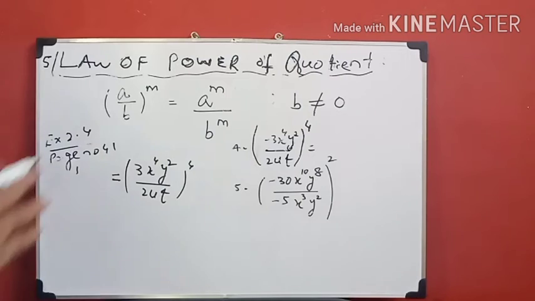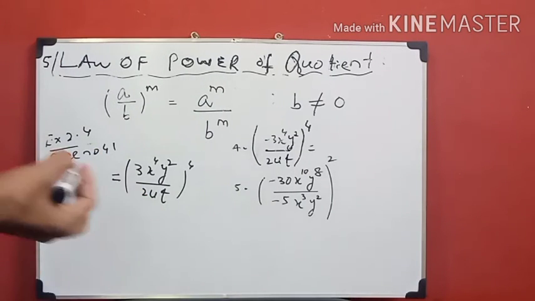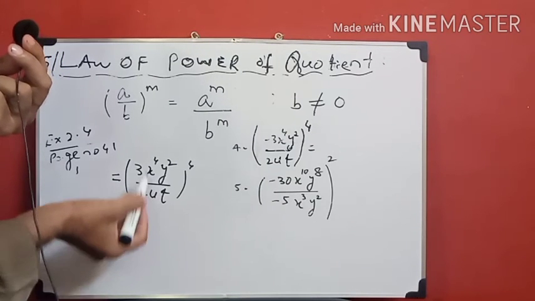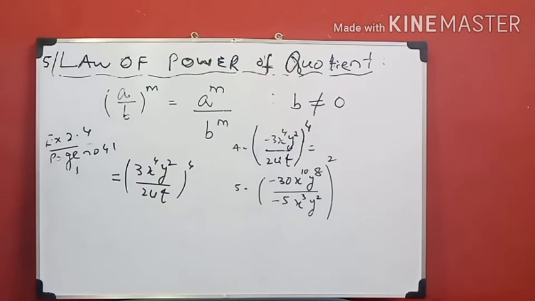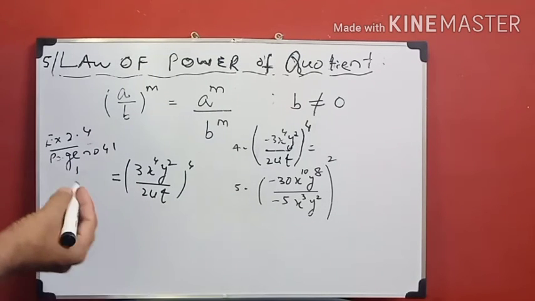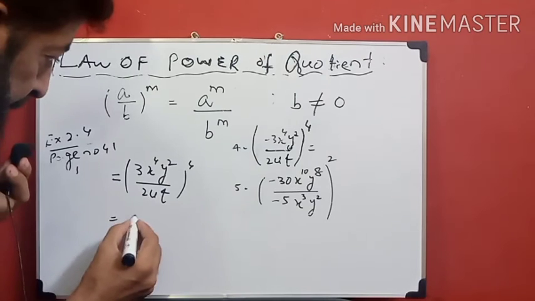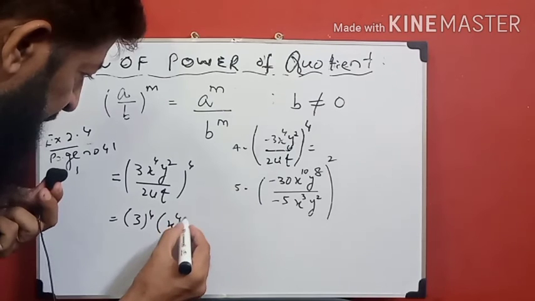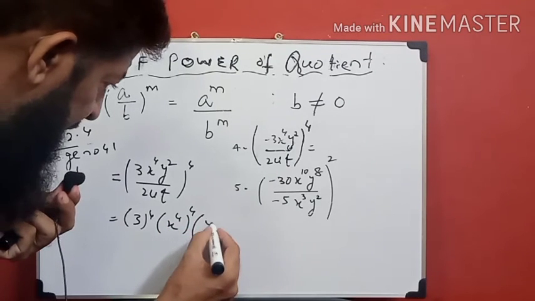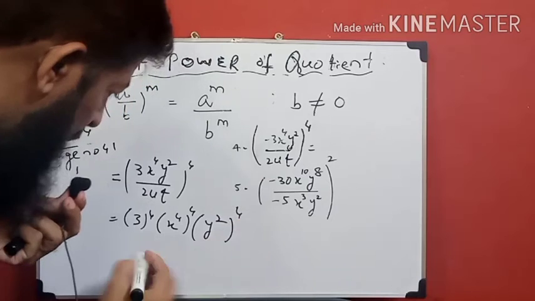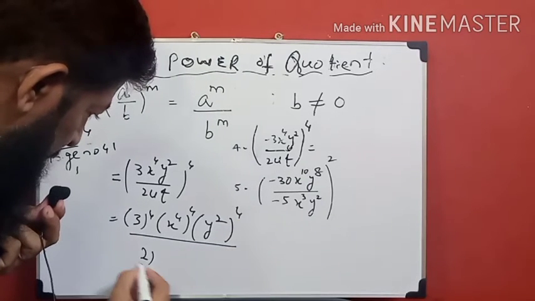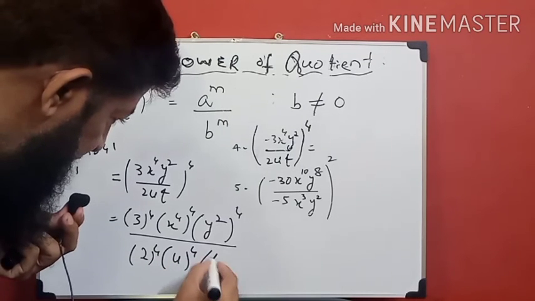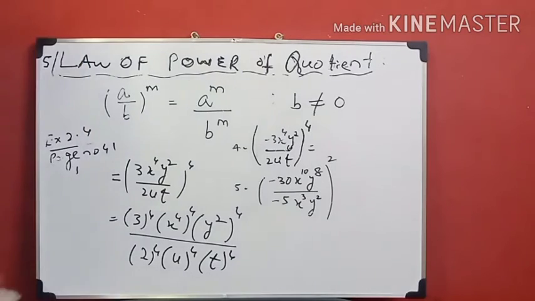And now look at the numerator and the denominator having different variables. So it follows the law of power of the quotient. Now 3 raised to power 4, x^4 raised to power 4, y square raised to power 4, and now 2 raised to power 4, u raised to power 4, and t raised to power 4.